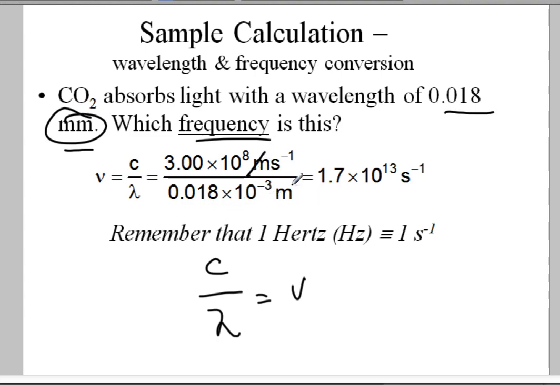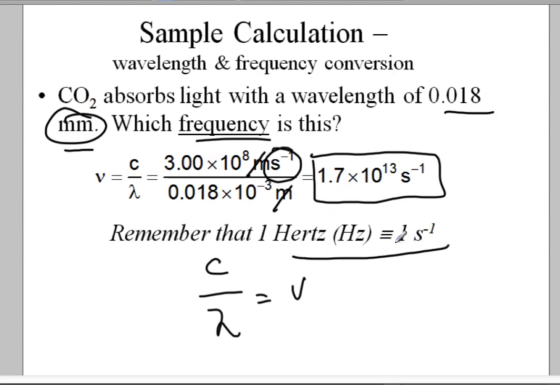So what happens is my meters will cancel. I'll be left with s minus 1. Divide the two, and I get 1.7 times 10 to the 13th. Hertz is the same thing as s minus 1, which is per second.